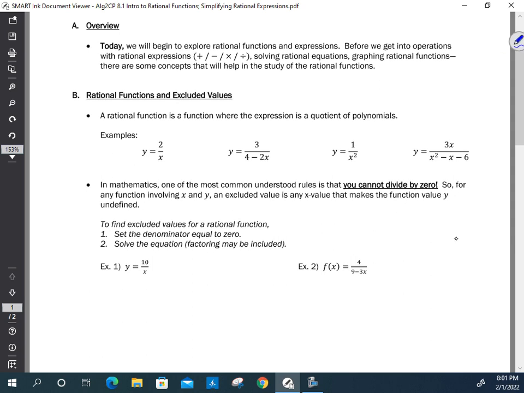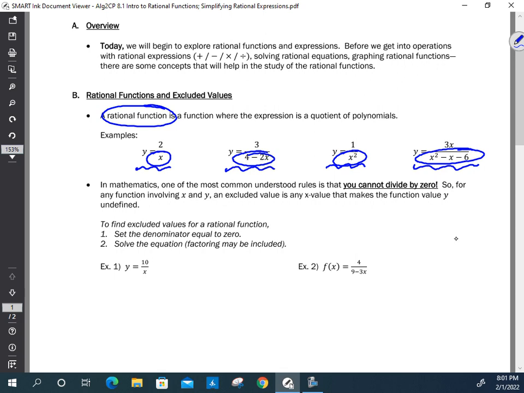A rational function is a function where the expression is a quotient of polynomials. In other words, it is a function made up of a fraction. That's simple. Notice that you have 4 examples here, different types. Sometimes you have a number sitting at the top of a fraction. Sometimes you have an expression sitting at the top of a fraction. The most important part is the bottom. For a rational function, you're going to have variables sitting at the bottom of a fraction.